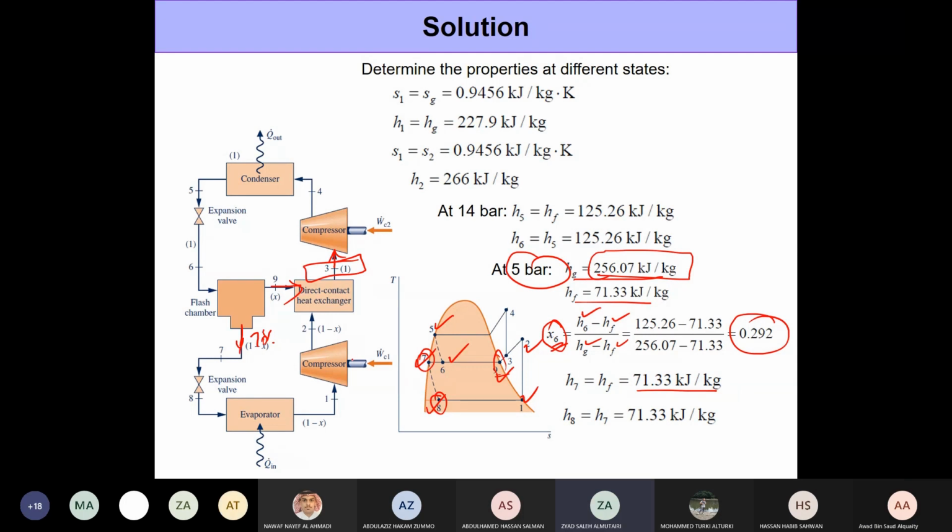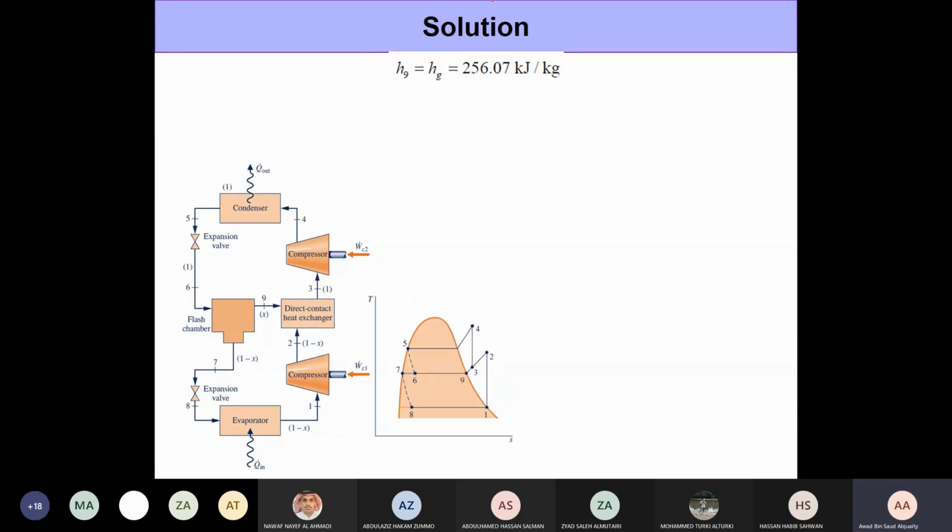By energy balance, sir. Yes, excellent. We just need to apply energy balance to the direct contact heat exchanger. So we already have S9, we have S2 already from before. So we need to apply the energy balance to this direct contact heat exchanger.